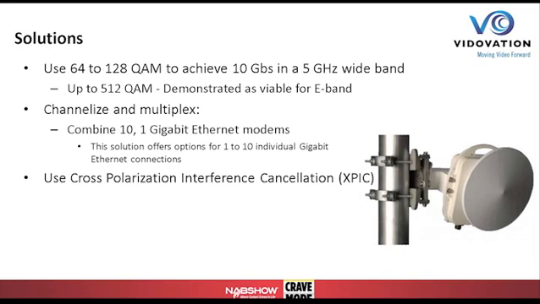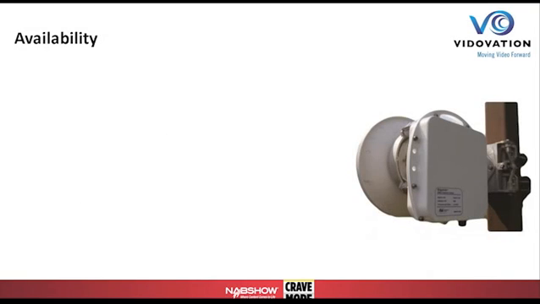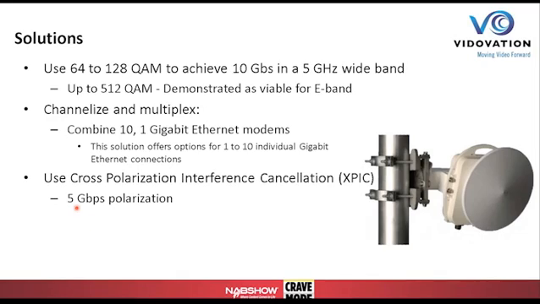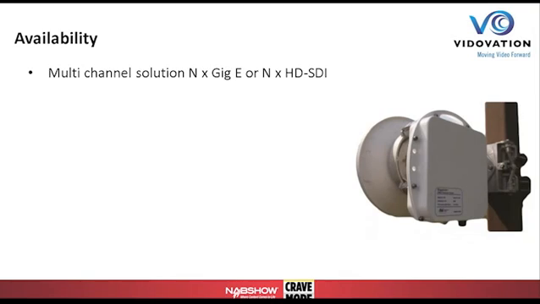Cross polarization is another possibility. If you cross polarize, you can cancel out any interference, and the acronym for that is XPIC, or cross polarization interference cancellation. But this adds to the complexity of the antenna system. It's more expensive. We're able to do 5 gigabits per second using this technique.